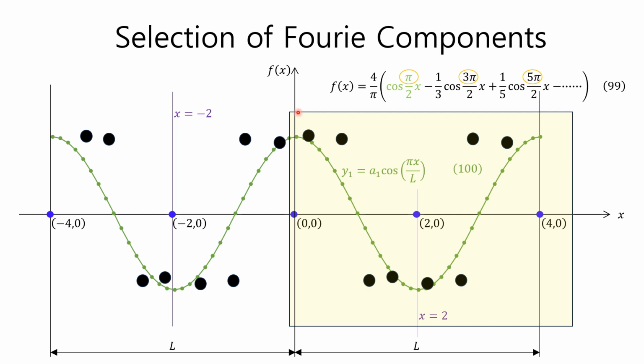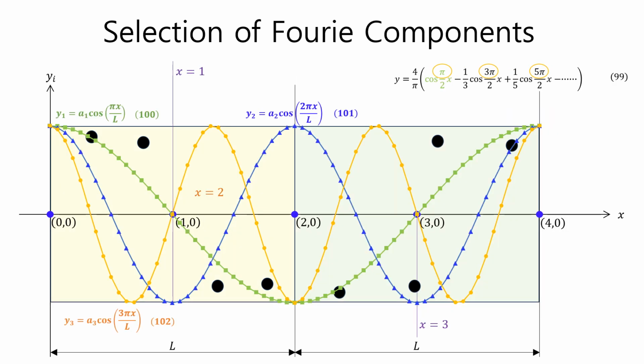Let's understand this by enlarging the yellow shaded part in the figure. The yellow and light green shaded areas in the figure respectively represent the regions of the half cycle. The black dots in the figure represent the coordinates of the data. Equation 100 is the first term of the Fourier series. Equation 101 is the missing even term in the Fourier series equation 99. And equation 102 is the second odd term of the Fourier series.